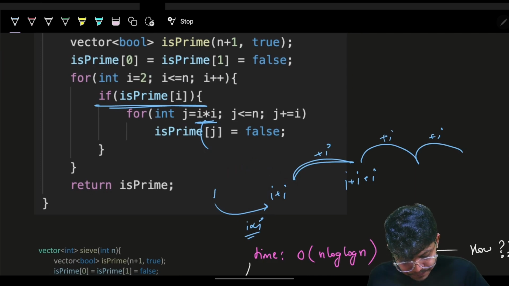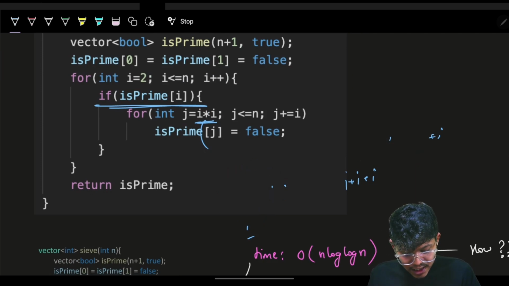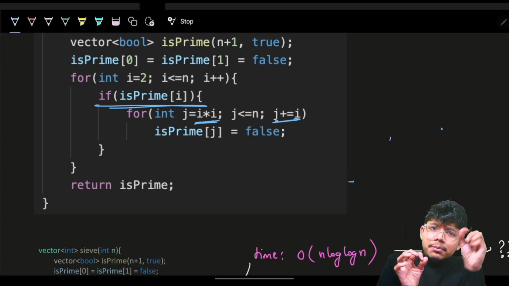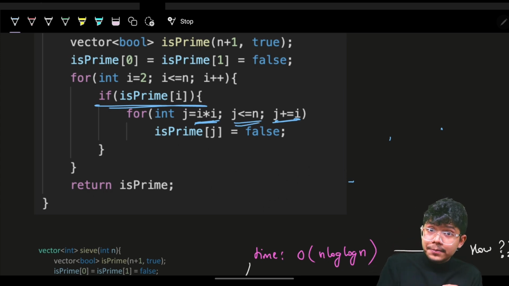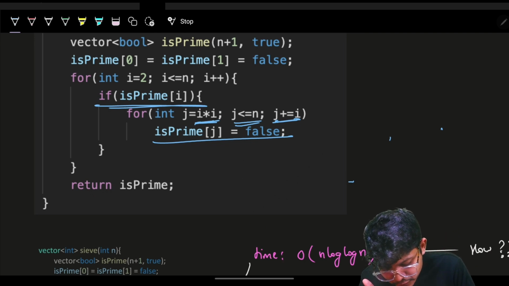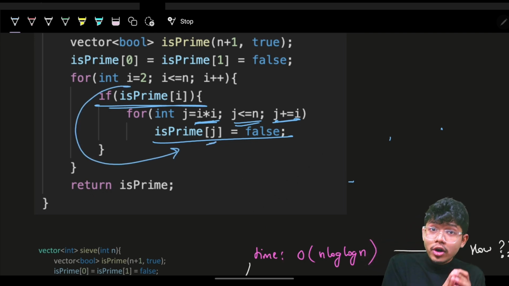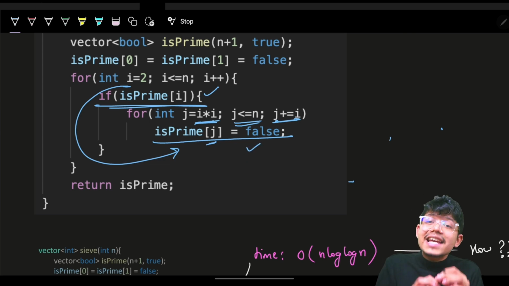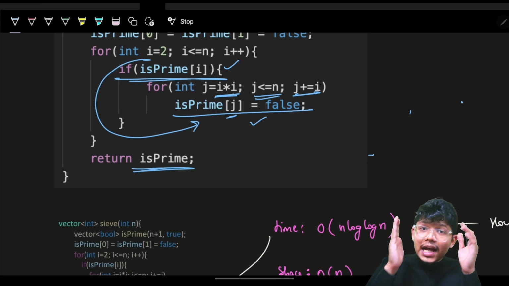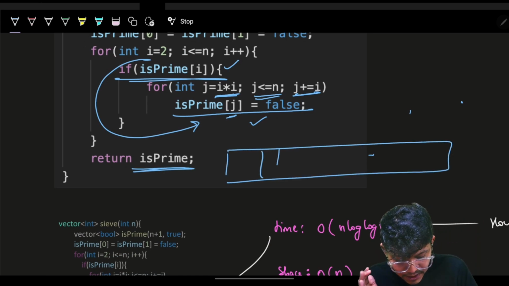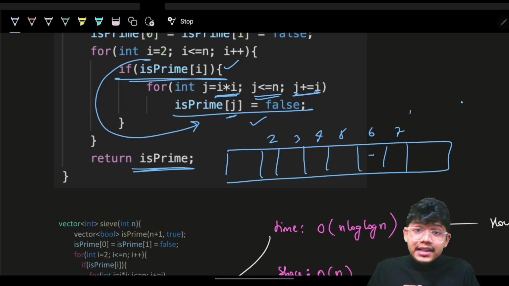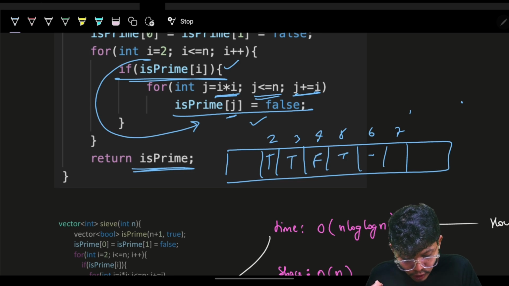Now, cool. So what we did was simple: I start from i into i, as you can see, and I keep incrementing my jump by plus i, plus i, plus i, up till j is less than or equal to n. Whatever is the multiple, because of my i, I mark those j as false, because if i is prime, then those j's cannot be prime. Cool. So those are marked as false, and ultimately I return my entire isPrime vector. This isPrime vector will say true or false for all the numbers, which means 2, 3, 4, 5, 6, 7 are the indexes, and that is true, true, false, true, false, true.